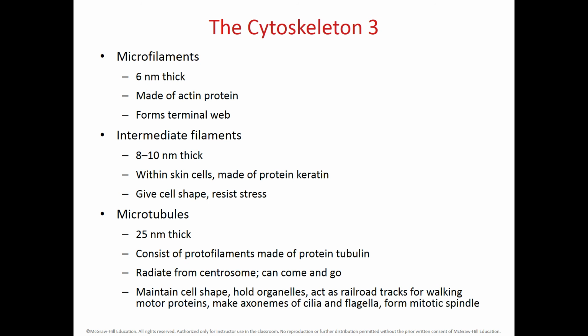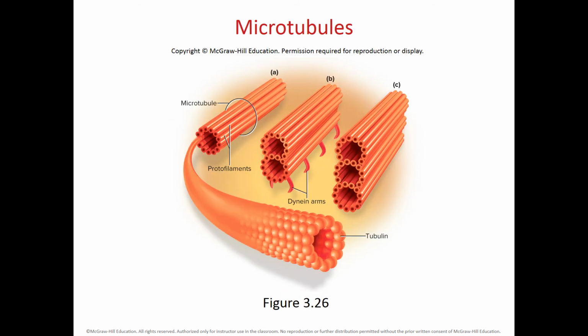And some of the functions of the microtubules is to maintain the cell shape, to hold the organelles like even the chromosomes inside our nucleus, and to act as a transport mechanism through which the substances or proteins in our cells can move. And then they form axonemes of cilia and flagella, and they can form the mitotic spindle to separate the chromosomes. So this is the structure of the microtubules.